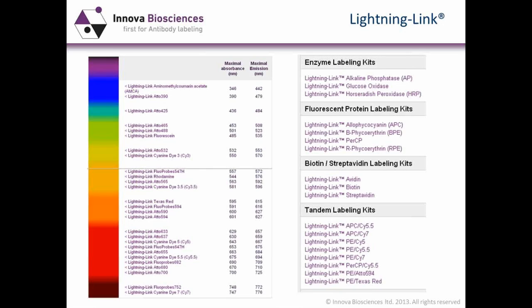The Lightning-Link kits are available in a very wide range of formats, including a number of those that we've talked about in the webinar so far today. Obviously, these would include the tandem labeling dyes. So all of these tandem dyes in a Lightning-Link format are presented so that you can conjugate the tandem dye directly to an antibody or another protein. There are also some of the other fluorescent proteins that are familiarly used in FRET reactions, such as allophycocyanin and R-phycoerythrin.